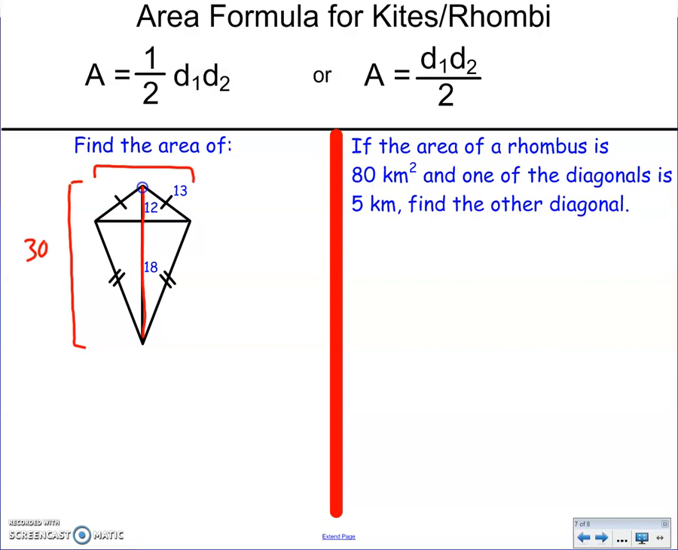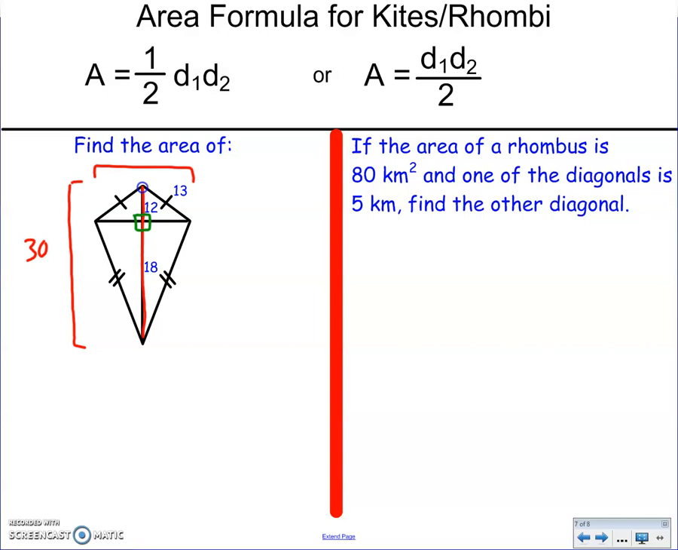Unfortunately, they didn't give us any numbers, but if you remember your properties of a rhombus or kite, they both make 90-degree angles at the diagonals. They're perpendicular to each other. So this is a right triangle. I can do Pythagorean theorem.